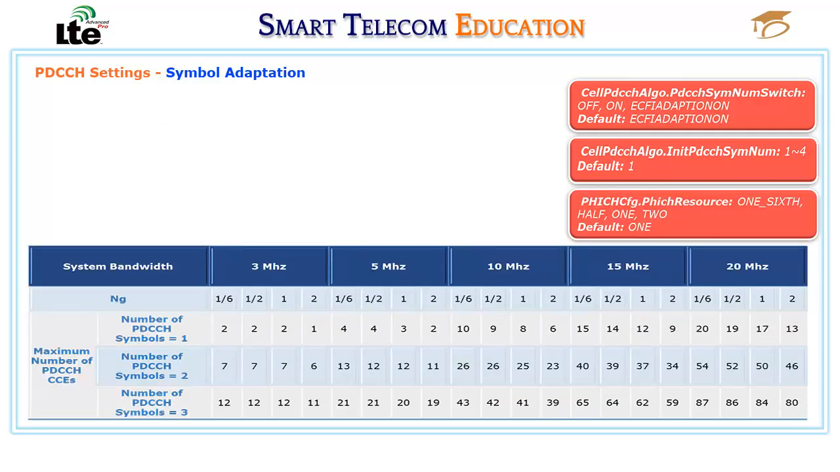The following table shows the maximum number of CCEs in one frame, for different settings of the PDCCH symbol number switch, initial PDCCH symbol number, and the PHICH resource parameters.